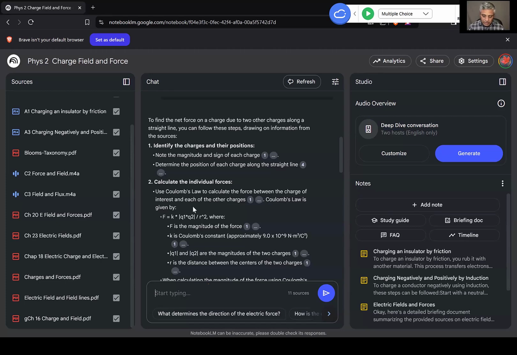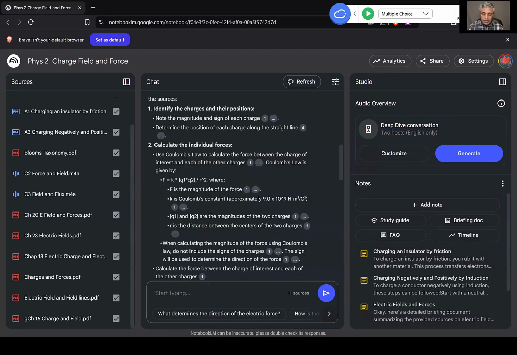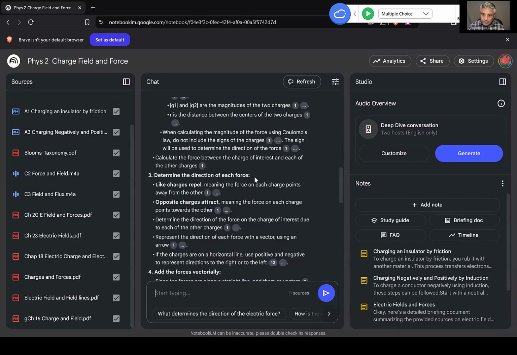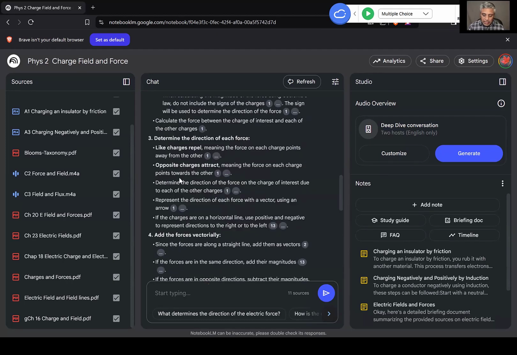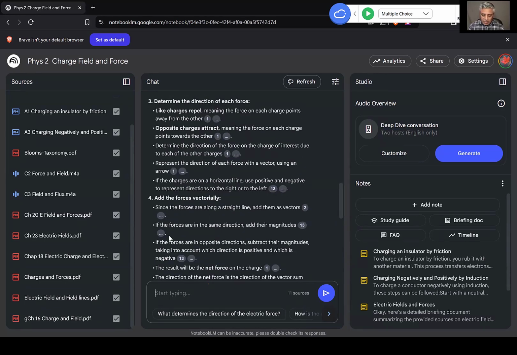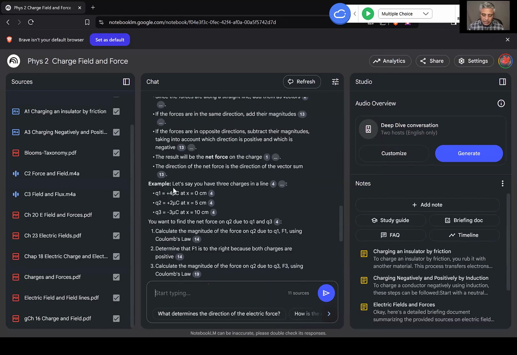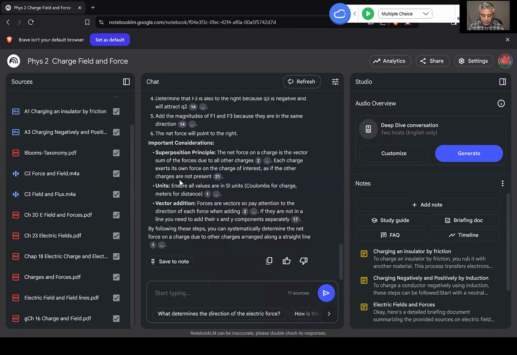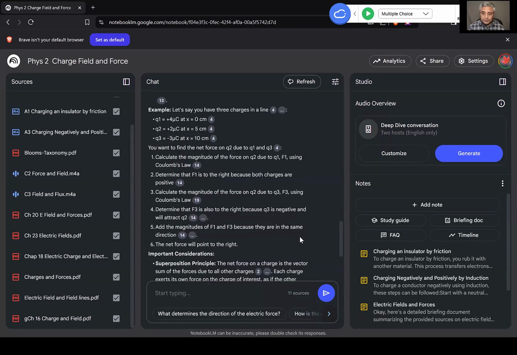Calculate the individual forces using this formula. See, it guides you better than any tutor. Okay? And then determine the direction of each force, and the rule that like charges repel and opposite charges attract helps you determine that, right? And then add the forces vectorially, and it also tells you how, and it even looks like it gives you an example. And then it asks you, hey, go ahead and do this problem. See? So that's how I want you to use it.